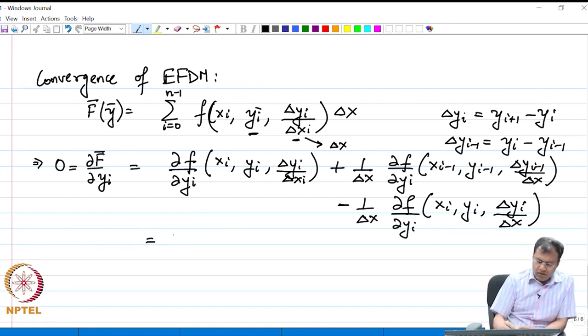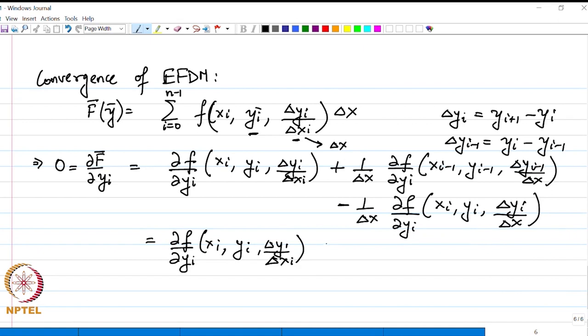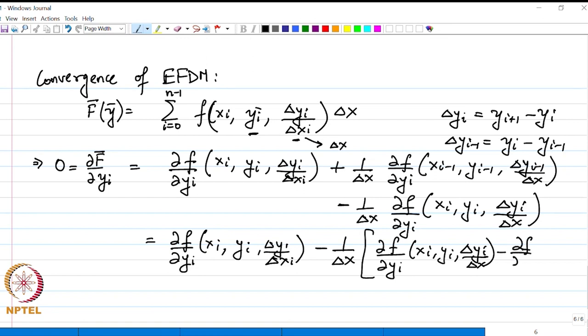Let me just rearrange some of these terms. We see that this is del f del y_i at these argument values minus 1 by delta x times, notice that I have taken minus 1 by delta x out. So, this is equal to del f del y_i of x_i, y_i, delta y_i by delta x minus del f del y_i of x_{i-1}, y_{i-1}, delta y_{i-1} by delta x. Let me take this constant in the denominator.